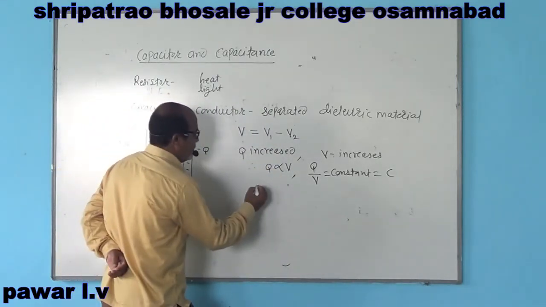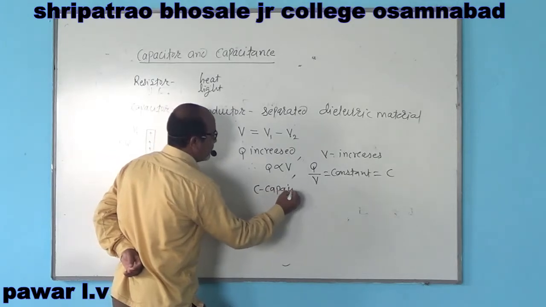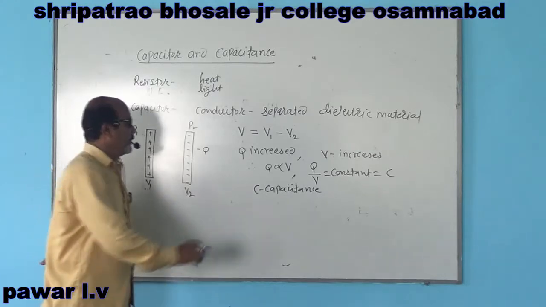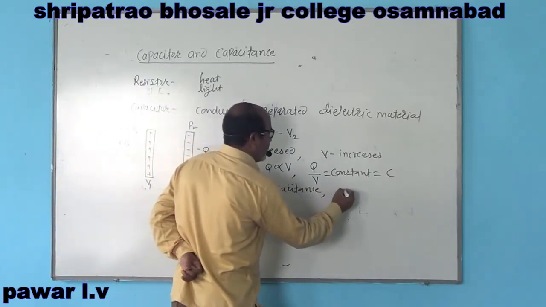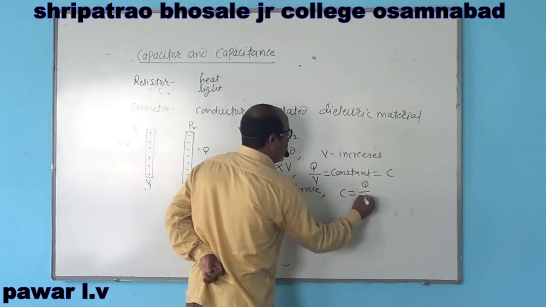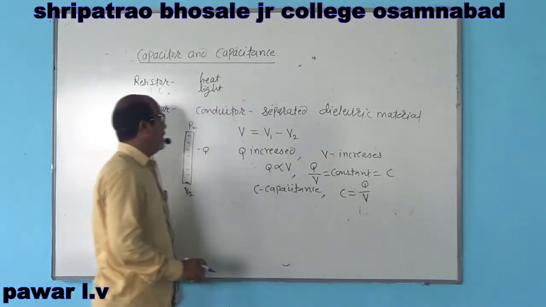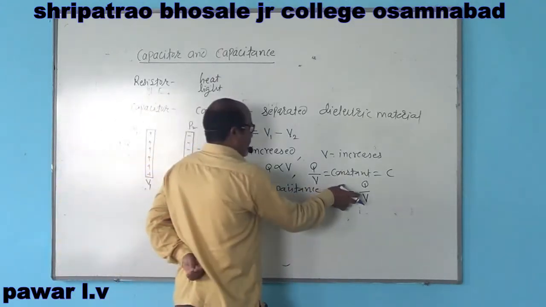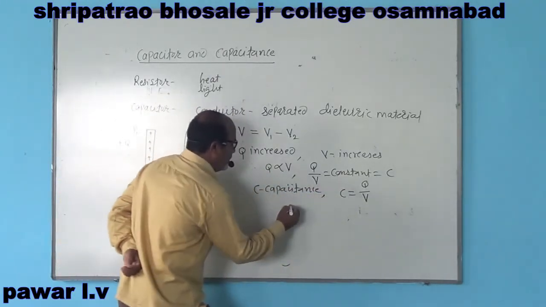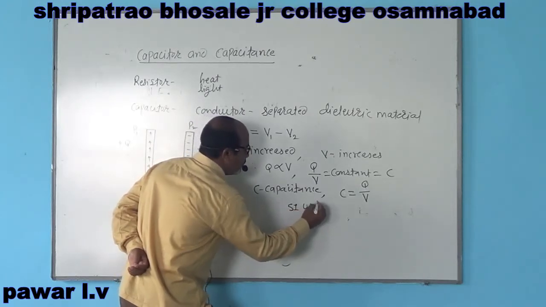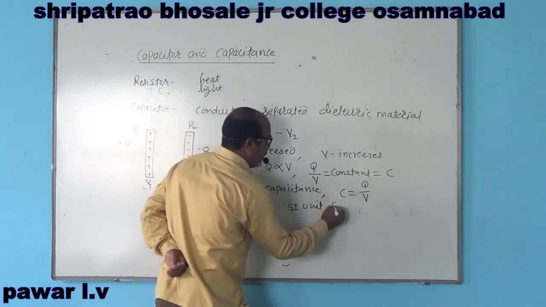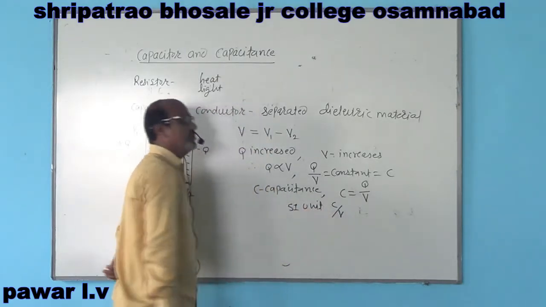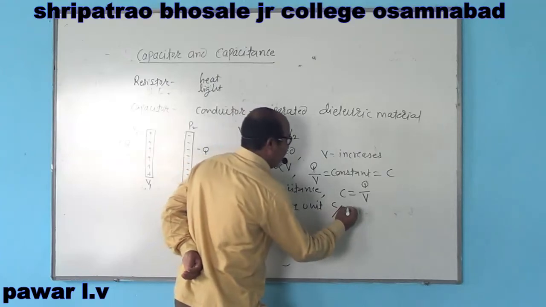capacitance. C is capacitance. So we can write the formula C is equal to Q divided by V, the capacity of this capacitor. The SI unit of this capacitance will be: charge is measured in coulomb, potential difference is measured in volt, coulomb per volt, and it is called farad.